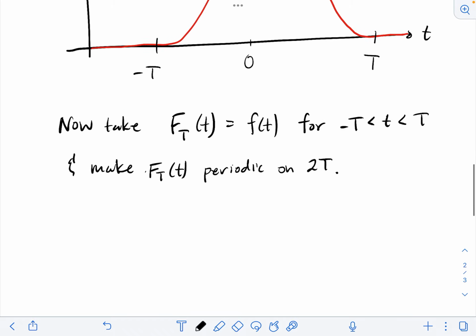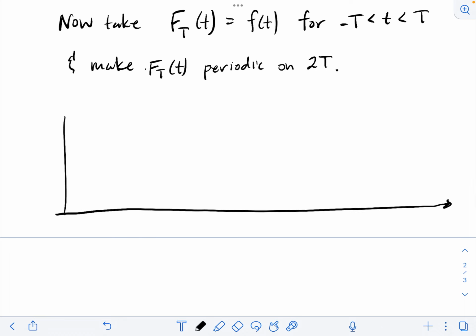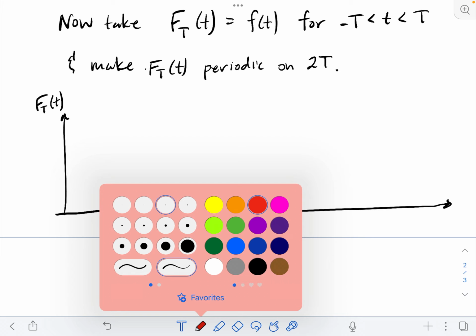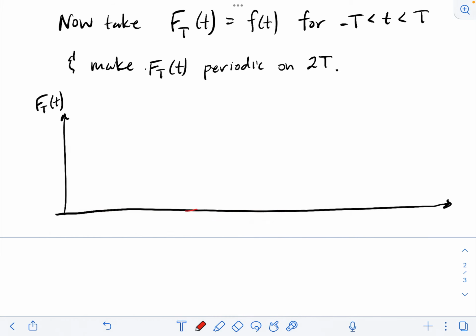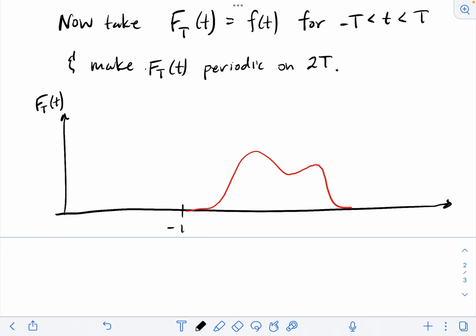And so what does that look like? So we're going to have big F subscript t. And what we'll do is we'll say, okay, in here was our original function, and that is going to be sitting between minus t and plus t. So that's our little f of t. And what we're going to do is we're just going to repeat that. And so let's see how well I can repeat that.